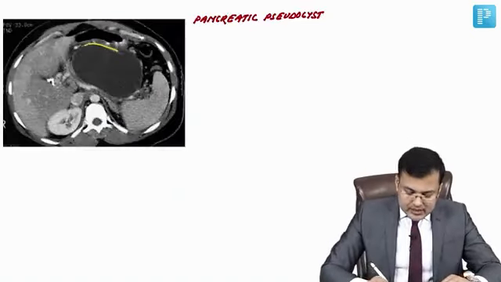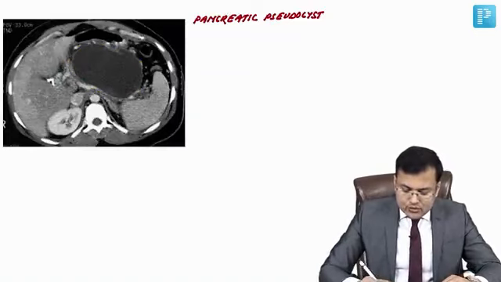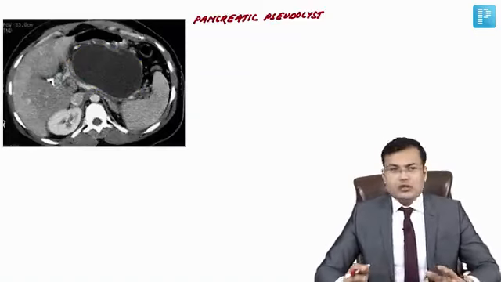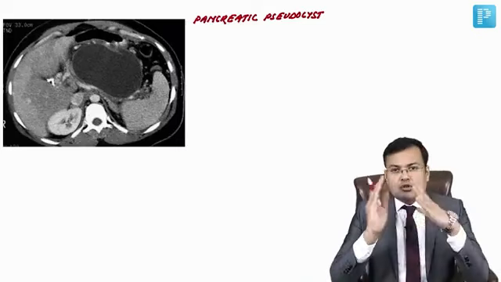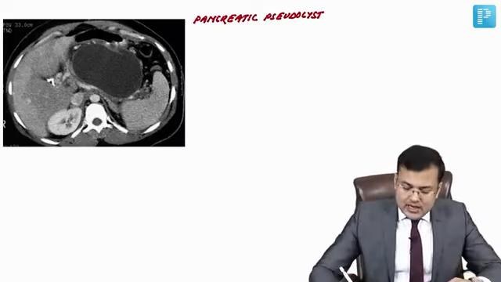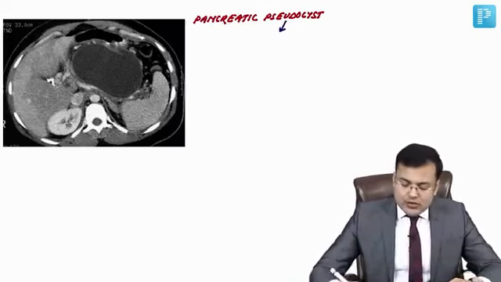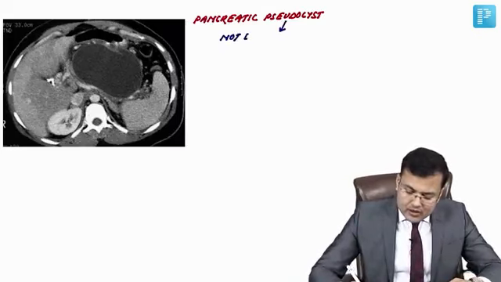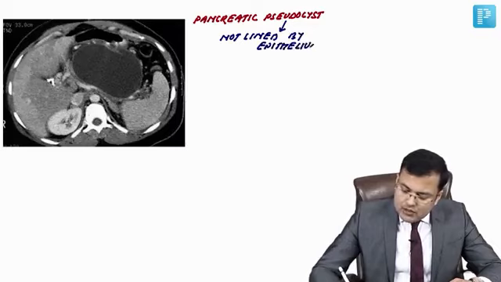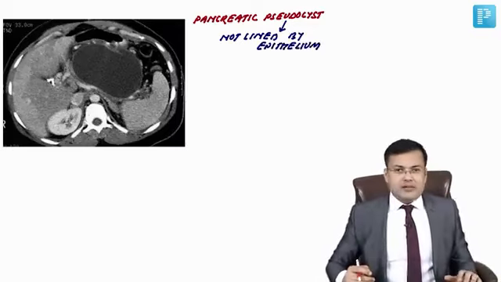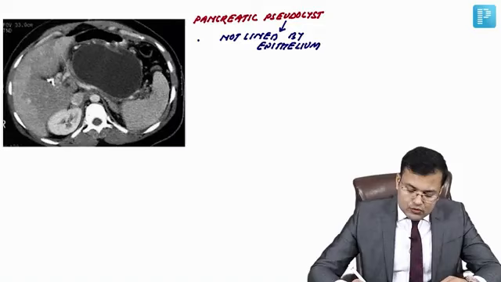In this image, you can see that there is presence of this cyst in the pancreas. This is pancreatic pseudocyst. So why is it known as pseudocyst? Because it is a false cyst. It is not lined by epithelium, it is lined by granulation tissue. What is the most common site of pseudocyst? Just behind the stomach, and that is lesser sac.